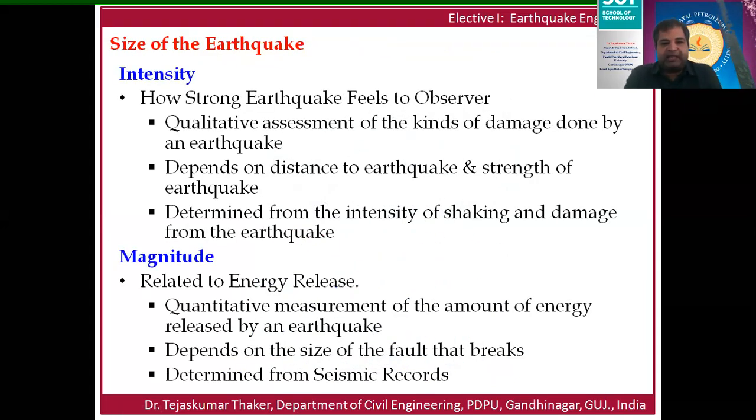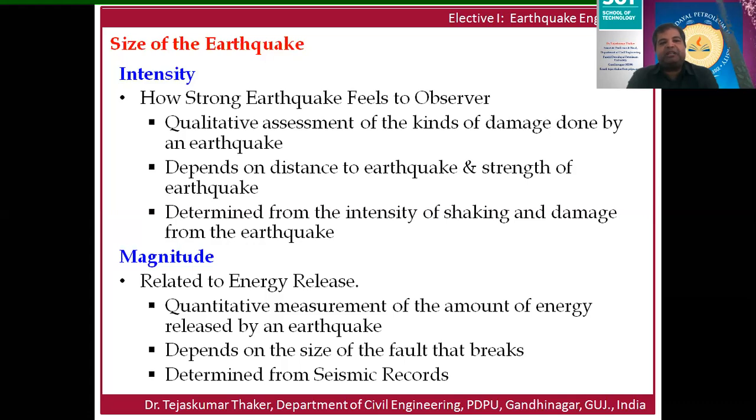Generally, the earthquake size is measured in terms of two major things. One is intensity and the other is magnitude. Now, the intensity of an earthquake depends upon qualitative measurements, like how strongly the earthquake is felt by the observer. So this is the qualitative assessment of the kind of damage done by an earthquake.